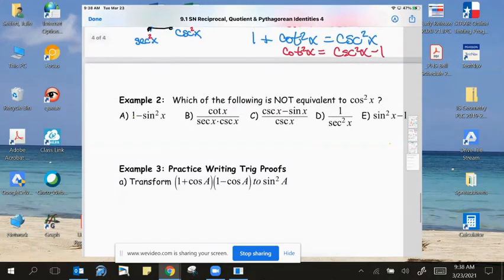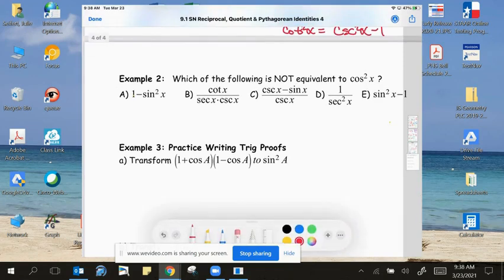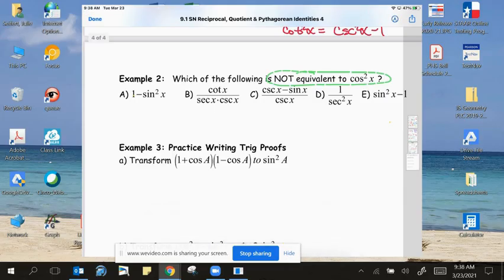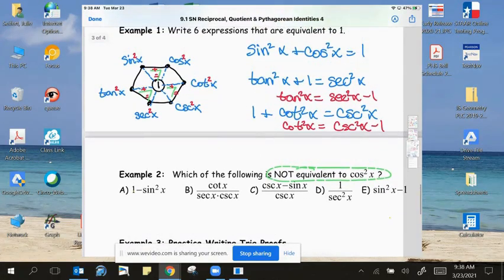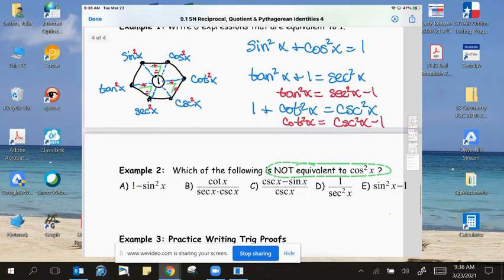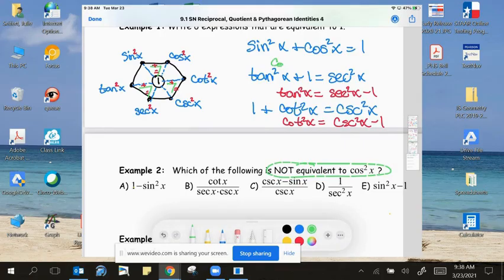So take a look at number 2. We are looking for what is not equivalent to cosine squared x. Not equivalent. If we look at these Pythagorean identities, if we look at A, 1 minus sine squared x. If we get cosine squared x by itself, it is 1 minus sine squared x. Watch that order when you subtract. So A really does equal cosine squared x. It's out.